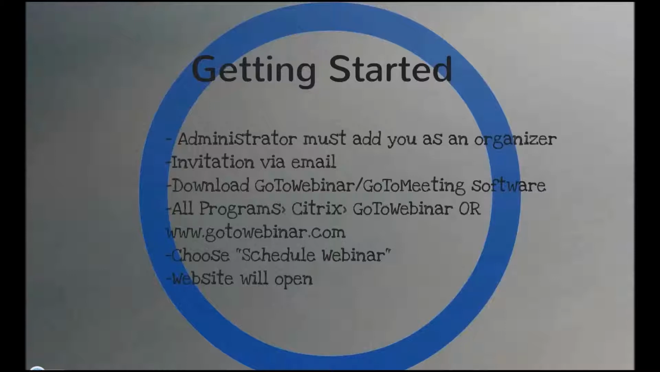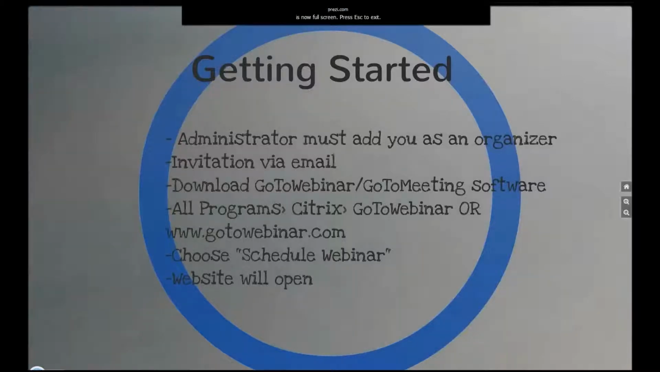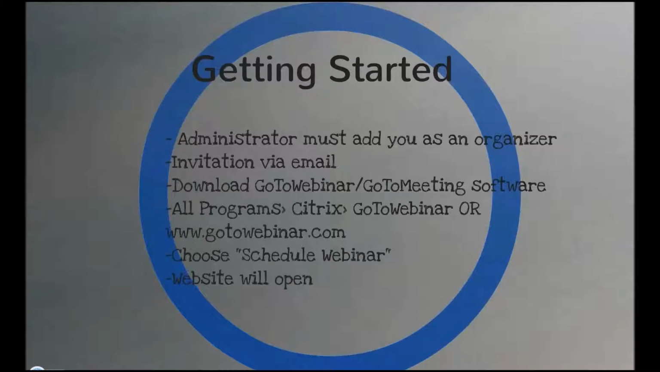So once you're added as an organizer, you'll get an invitation via email. And there will be a link that you click on, and all you'll have to do is go to the link, and then download the GoToWebinar service. So it's just the software will be installed on your computer. And once you receive that, you can either go to GoToWebinar.com or you can go to the program.